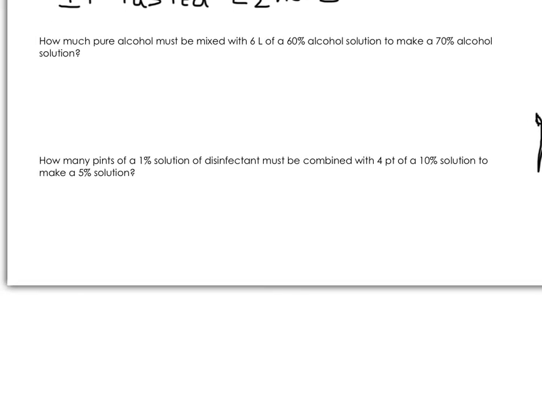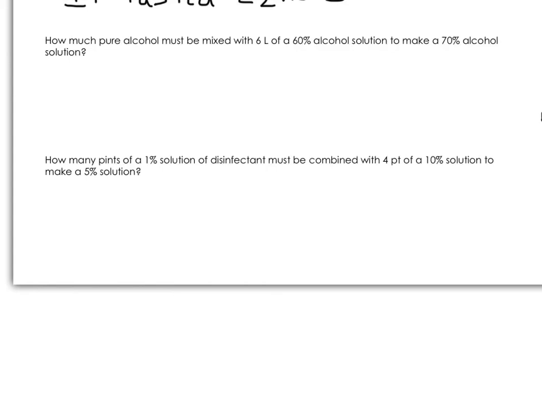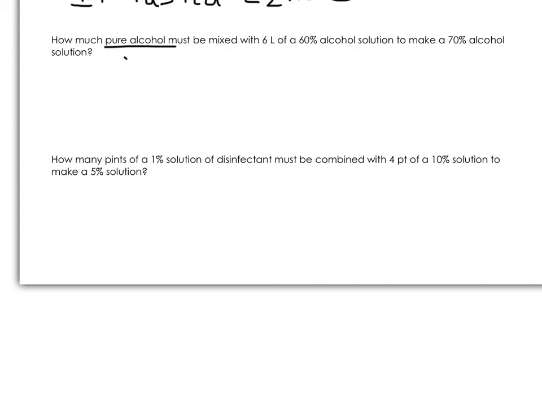A mixture problem. This is a classic math problem. How much pure alcohol must be mixed with 6 liters of a 60% alcohol to make a 70% alcohol solution? So we're mixing pure alcohol. Let's say we'll let that be represented by X. We're mixing that with 6 liters of a 60% alcohol solution. There are 6 liters of this liquid, but it's 60% alcohol.